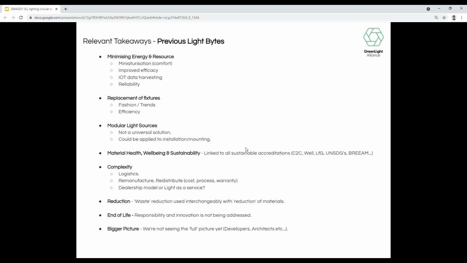I thought I would start with some takeaways from the previous sessions that we had. I thought they were really interesting, and these are my takeaways, and hopefully they'll create some food for discussion. Within the minimising energy and resource sessions, it seems that the focus is on miniaturisation to a degree, so as not to compete with comfort, to reduce the amount of resource, improve efficiency and efficacy of products, IoT and data harvesting to have better control and therefore use less energy, put light where we need it, when we need it, and the focus on reliability and how that's impacting the need for maintenance and remanufacture.